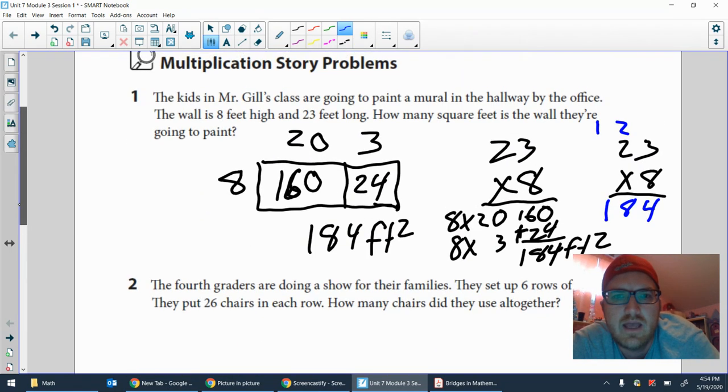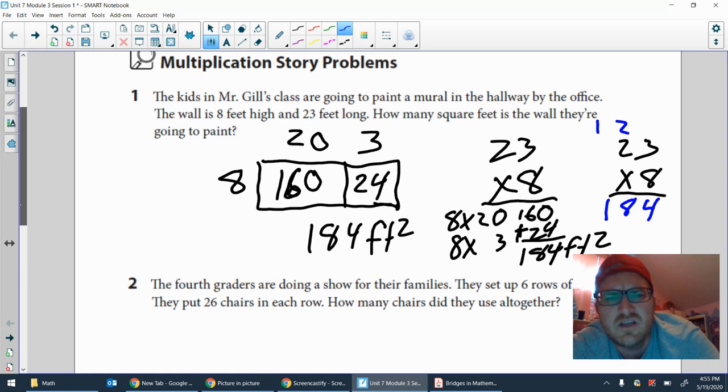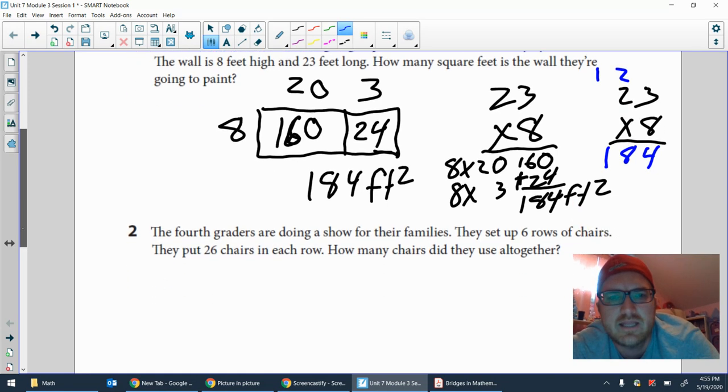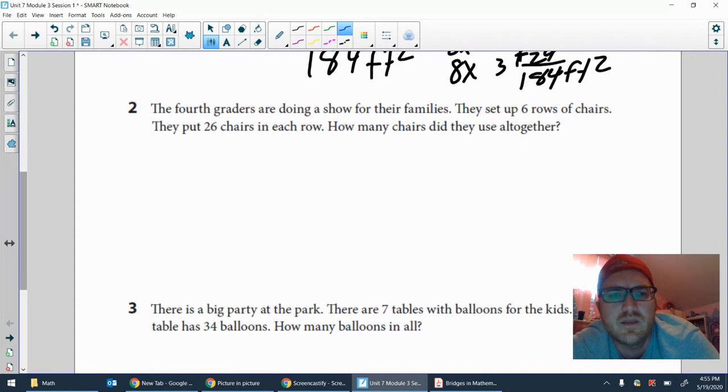So our answer for that, how many square feet? 184. And if we think about it, well, to try to get an estimate, it's about 8 times 20. It's going to be a little bit bigger, so 8 times 20 would be 160. So 184, it's a pretty good answer there. It makes sense at least.